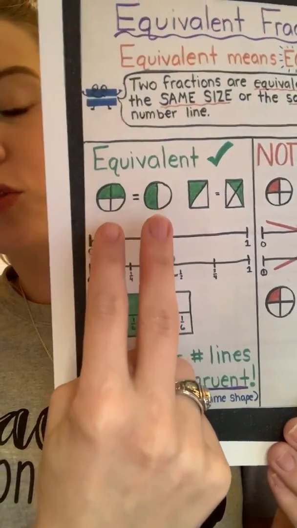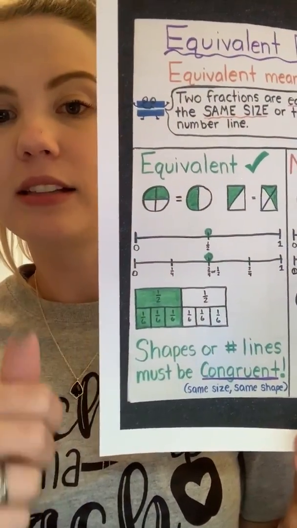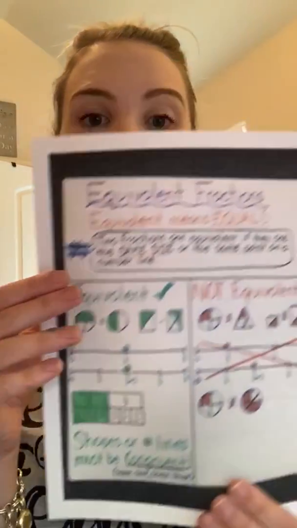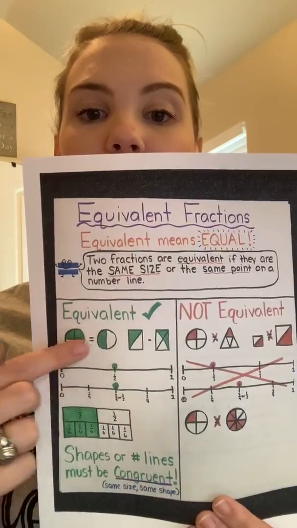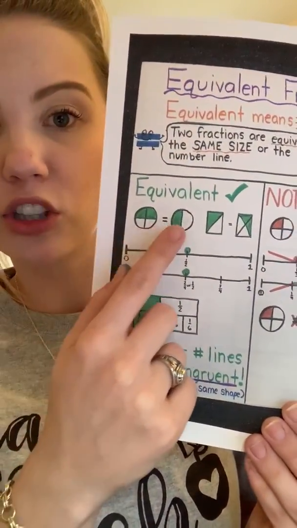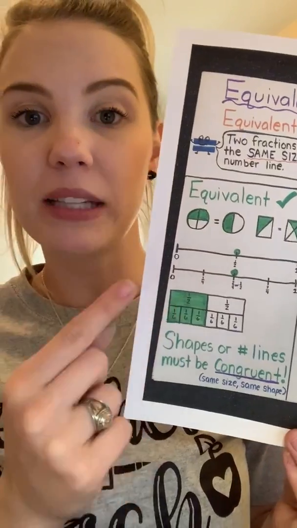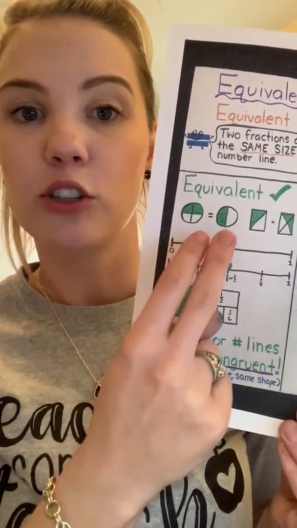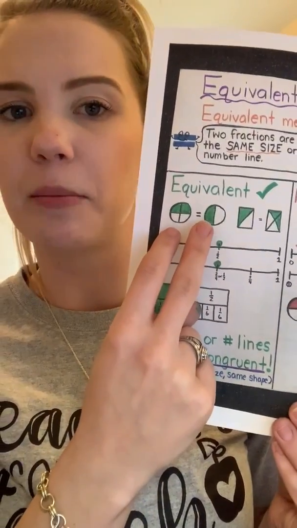If you notice, these two circles are the same size, same shape. They are congruent. In order for you to compare fractions, which I know this is an equivalent fractions lesson, but you have to compare fractions to see if they're equivalent. So in order for you to compare fractions, the shapes have to be the same size and the same shape. Okay, so these are both circles and they're both about the same size.